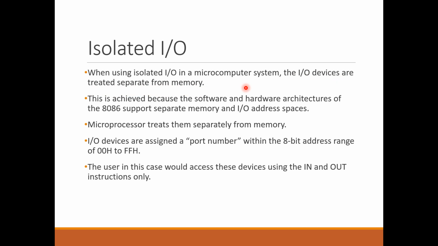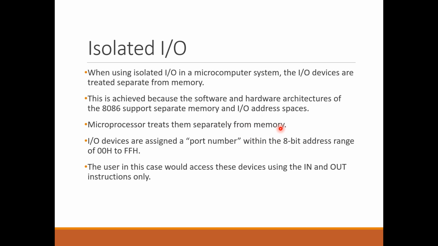This can be done by the 8086 microprocessor because its software and hardware architecture supports separate memory and I/O address space. That means the microprocessor treats the input output devices separately from the memory. When it needs to get data from the input devices, it accesses the input device, not the memory. But when it needs data which is inside a memory location, it accesses that particular memory location.